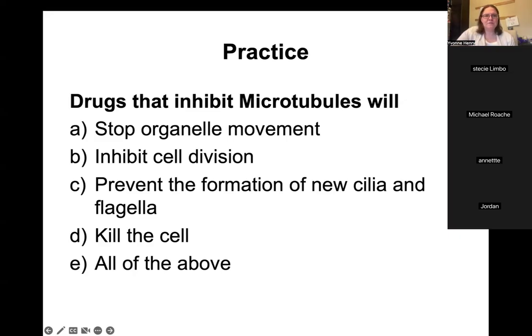Okay, so we could have if there's no microtubules, the cell cannot move. There's no organelle movement within the cell. We cannot have the cells dividing. We cannot do that cytokinesis. Another option is that we prevent the formation of new cilia and flagella, so like little hairs that move. Another option is that the cell would die if it doesn't have these microtubules in place, holding things where they're supposed to be or moving things where they need to be. The cell would ultimately die. Or we could say that all of that happens. So what do you think is the correct answer?